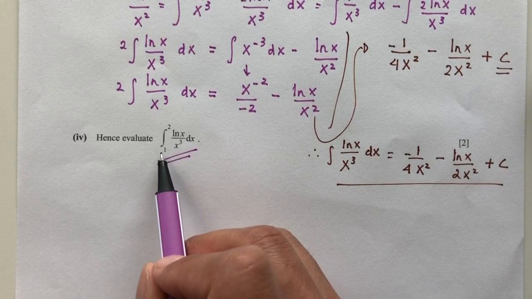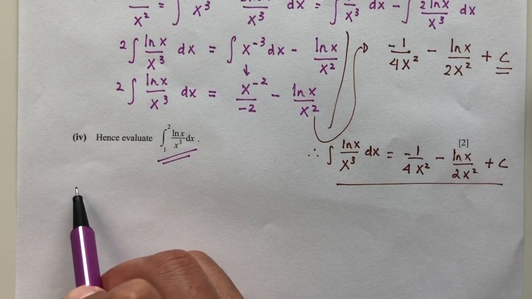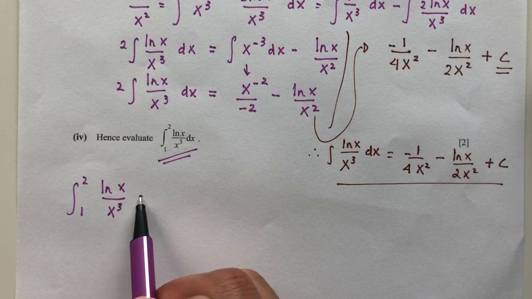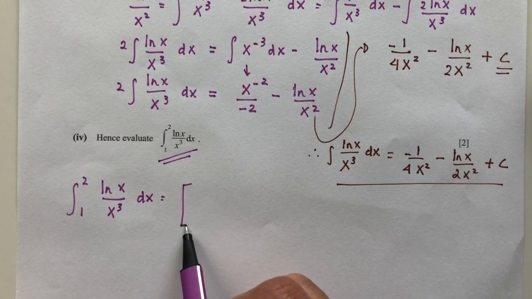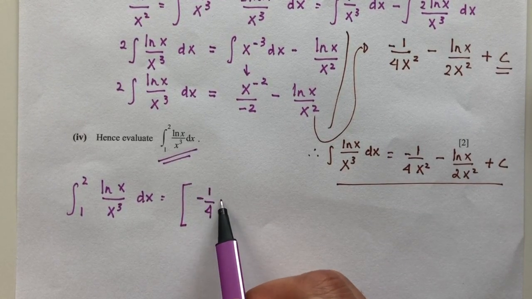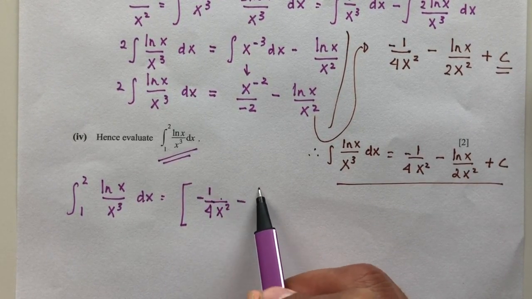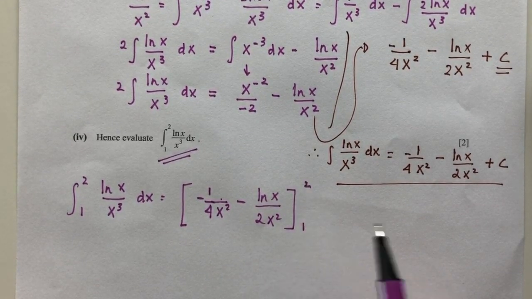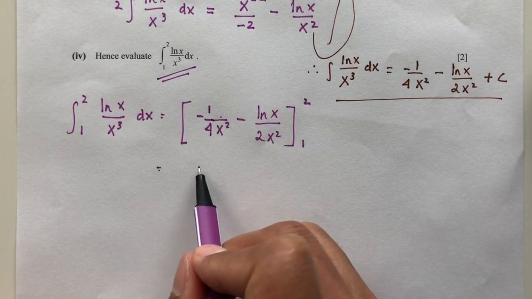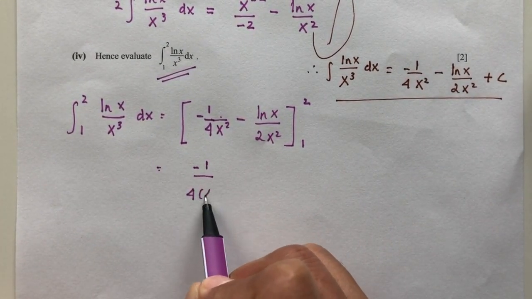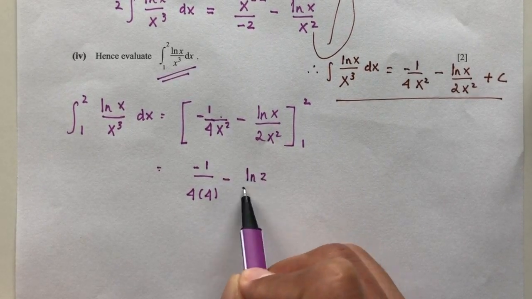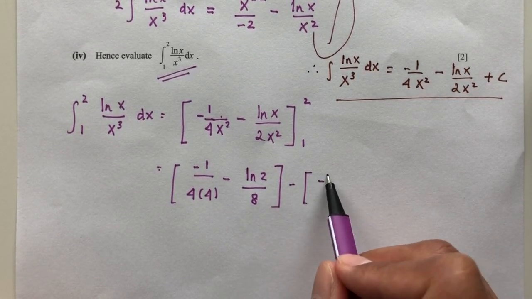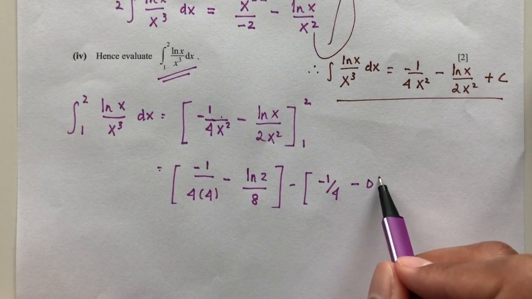So we just have to replace the values of x by this. So let's do this. The integral from 1 to 2 of ln x over x to the power 3 dx is equal to, limits will be 1 over 4 x cubed minus ln x over 2x squared for limits of 2, 1. So 1 by 1, that will become minus 1, 4 times 4 minus ln 2, that will be 8 minus, that will become minus 1 over 4, and this is 0.